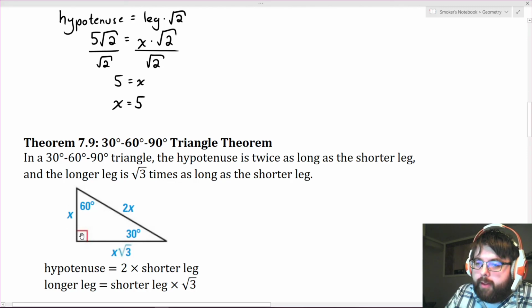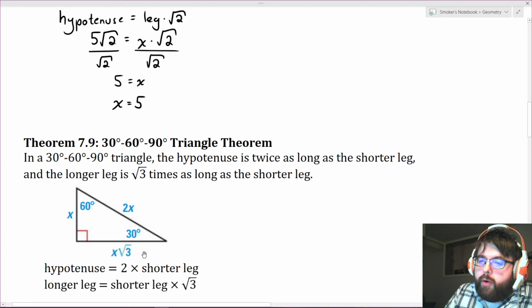That's the longest side, the side opposite the right angle. So the shortest side will always be half the hypotenuse, or the hypotenuse, I should say, which is the longest side. The hypotenuse is always double the shortest side. Okay, so hypotenuse will equal 2 times the shorter leg.